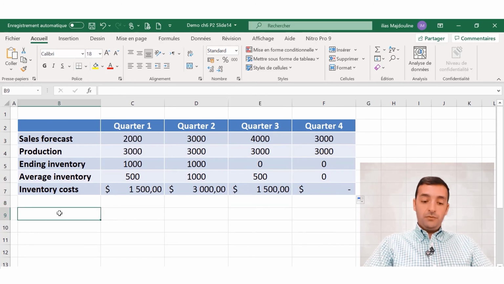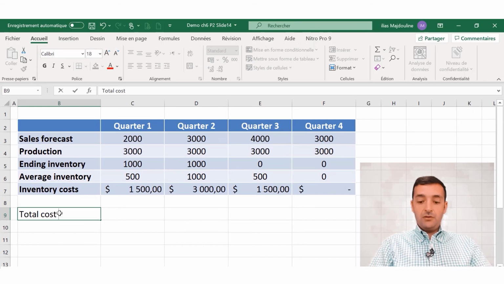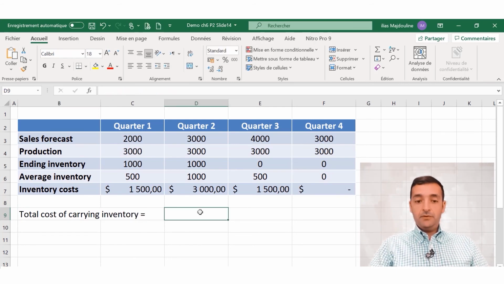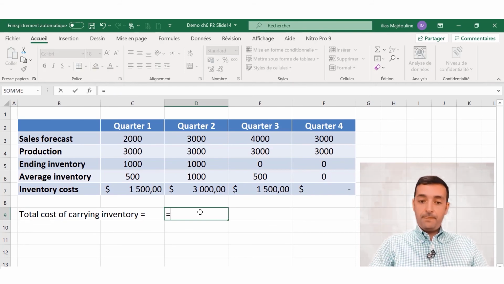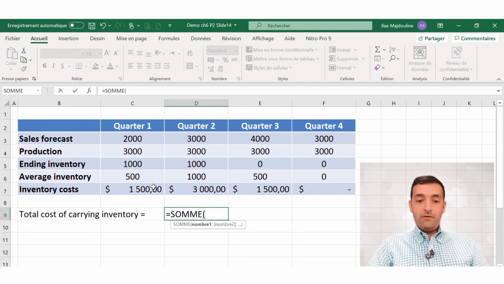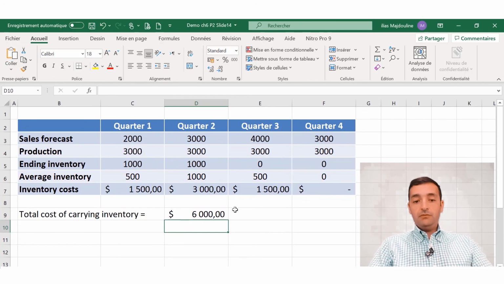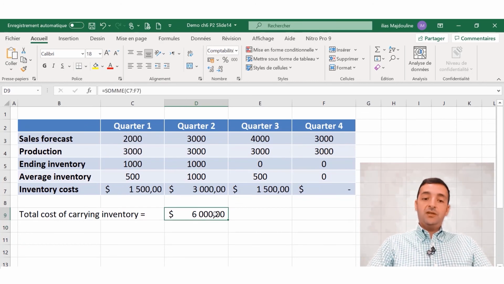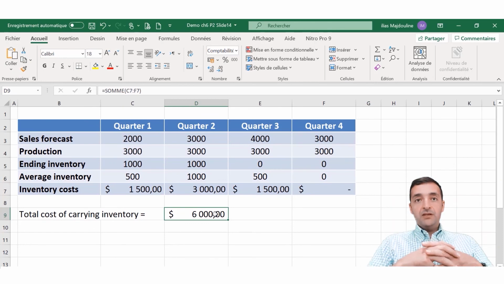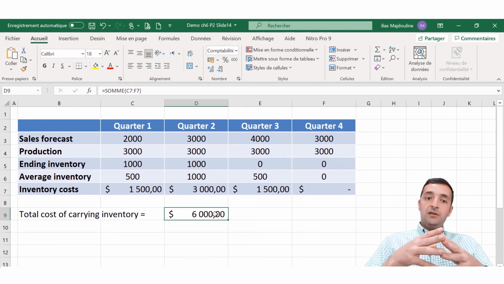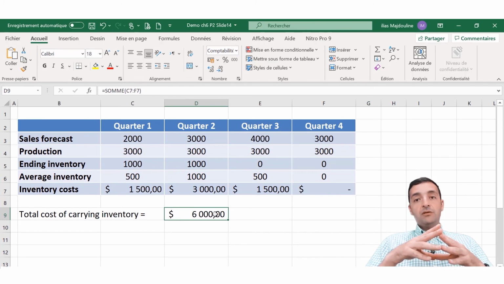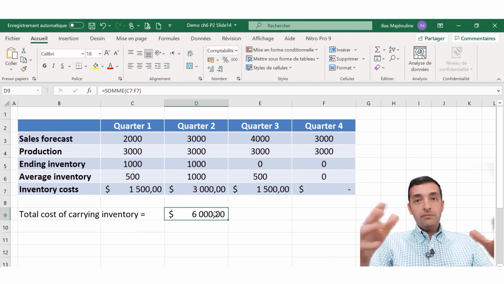$1,500. Now the total cost of carrying inventory is the sum of all these inventory costs for the four periods, which is $6,000.